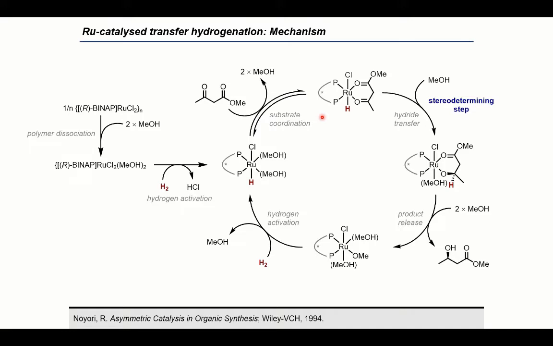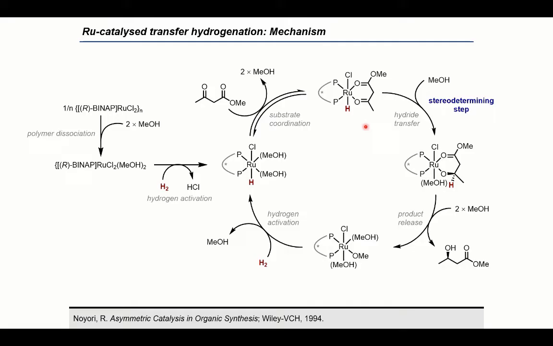Now that the ketone is coordinated to the ruthenium center, it is important to remember that the chiral diphosphine ligand means that of the two possible orientations for substrate binding, one will be lower in energy due to less steric clash with the chiral ligand. This is another important point which we'll go into more detail with soon.